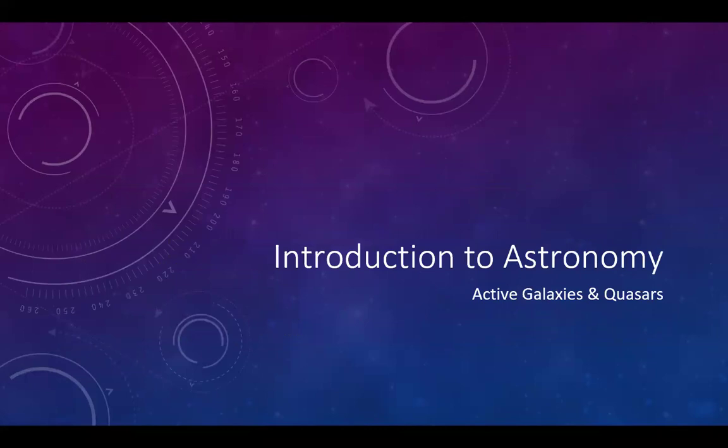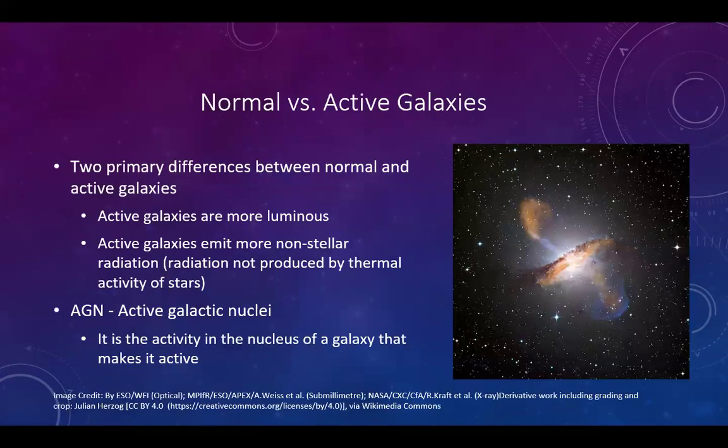So let's move on to other types of galaxies, active galaxies. We talked about normal galaxies. Active galaxies are galaxies that are pumping out a whole bunch of extra light. There are two primary differences between normal and active galaxies. Active galaxies are more luminous, much brighter, and they emit more non-stellar radiation. They emit radiation that doesn't look like what we would see from stars. So it's not just thermal radiation like you'd see from stars.